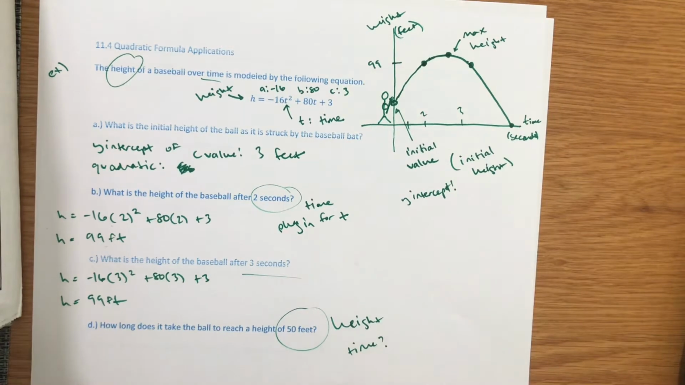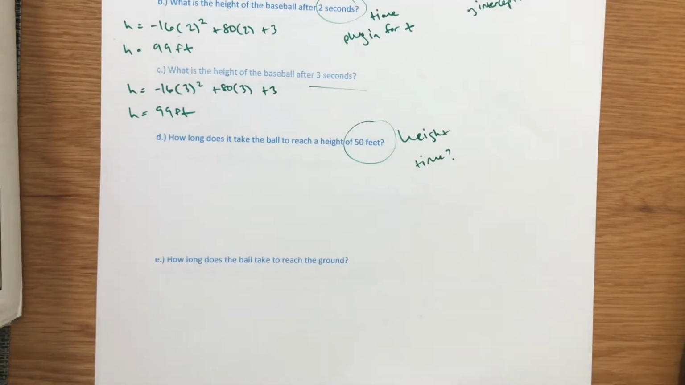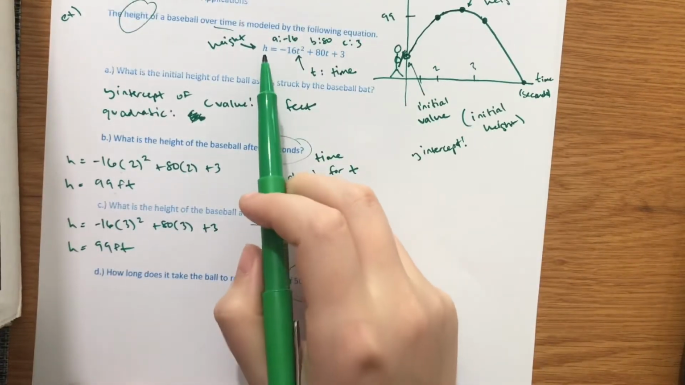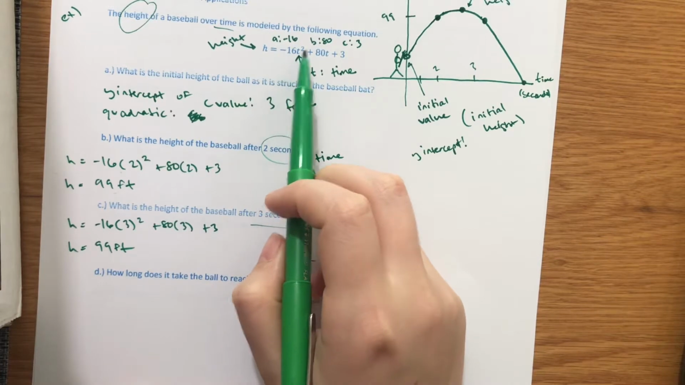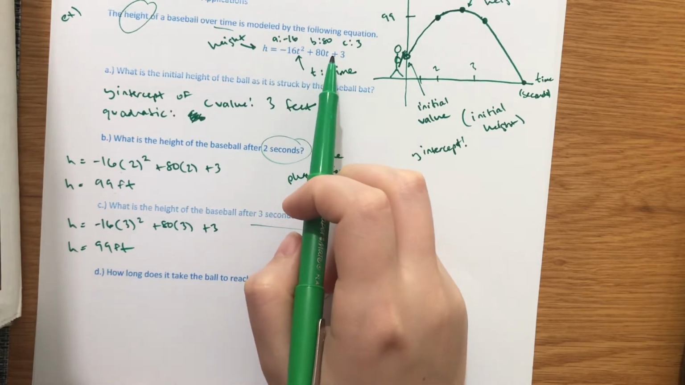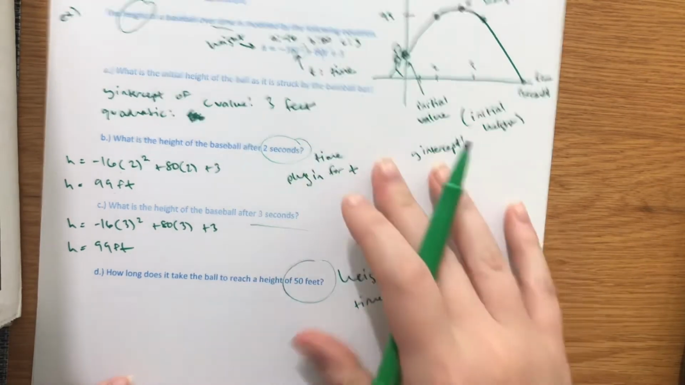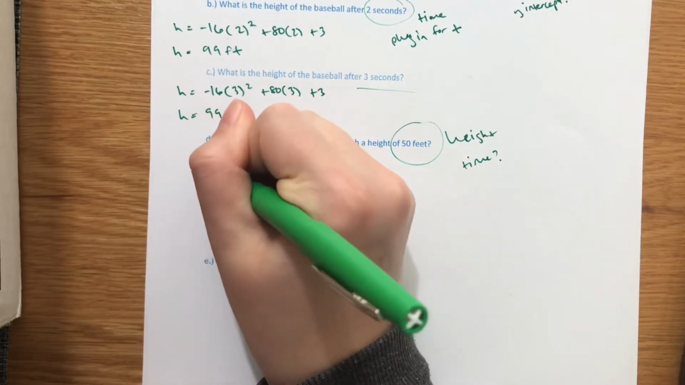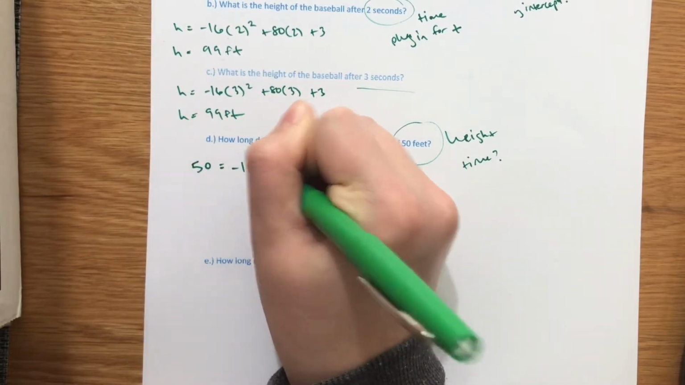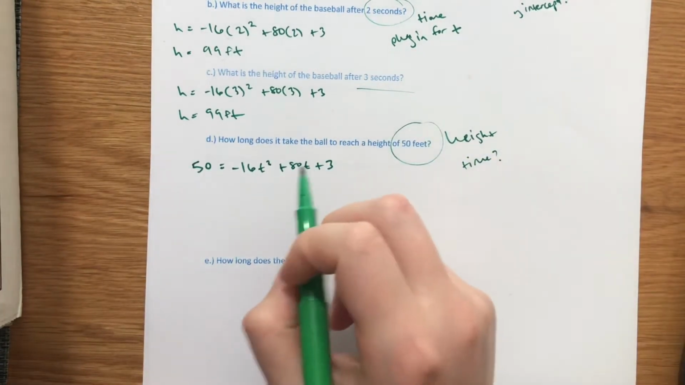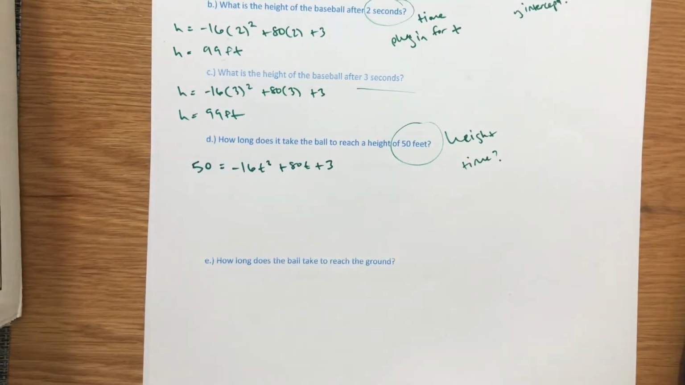So the way we do this, here's our function. Height is equal to negative 16t squared plus 80t plus 3. So this time we want to solve for the t value. We want to know how long the time takes to get to 50 feet. We're setting it equal to 50 feet. 50 equals negative 16t squared plus 80t plus 3. So we want to solve for t. How do we solve a quadratic?